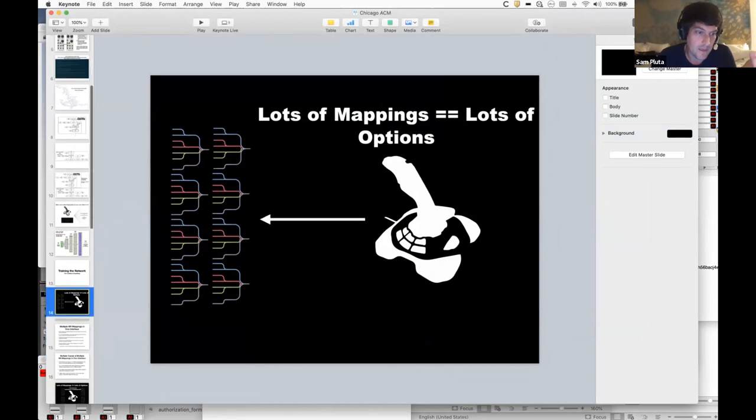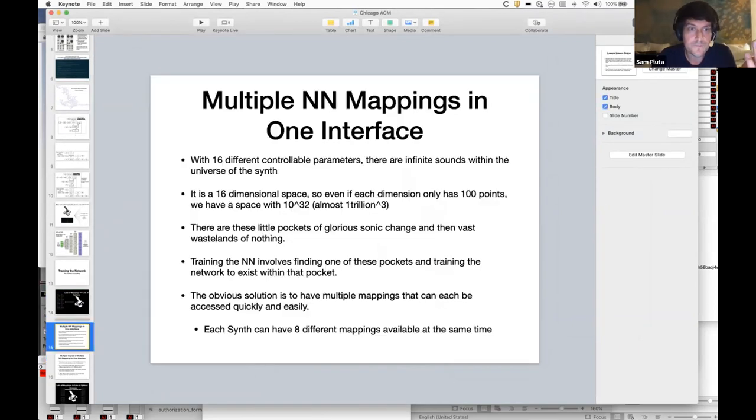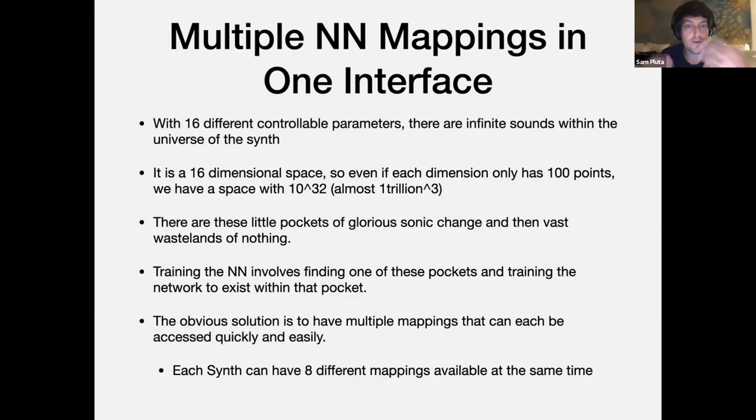And then, with 16 different controllable parameters, there are infinite sounds. So this is thinking about a mapping. With 16 controllable parameters, there are infinite sounds within the universe of the synth. It's a 16-dimensional space. So even if each dimension only has 100 points, which it doesn't, it has more than that, we have 10 to the 32, 1 trillion to the third different points within that space.